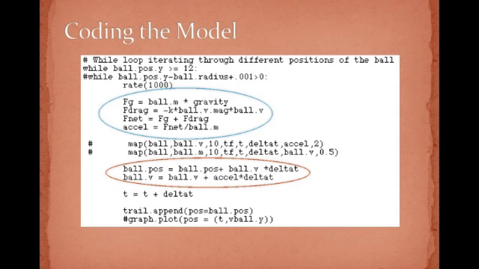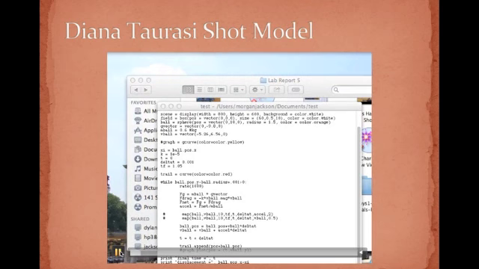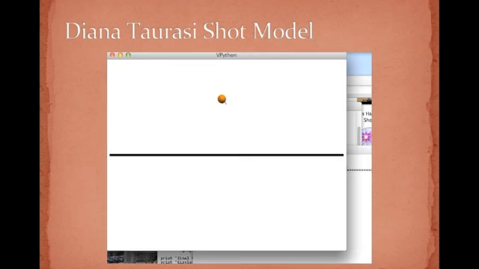These are the most important lines of code and help us track the position and velocity of the ball as it travels. Here's the model that results. This model is very similar. This model is particular for Diana Taurasi, and it is not a perfect representation, but it gives us a good idea of how the object is traveling.